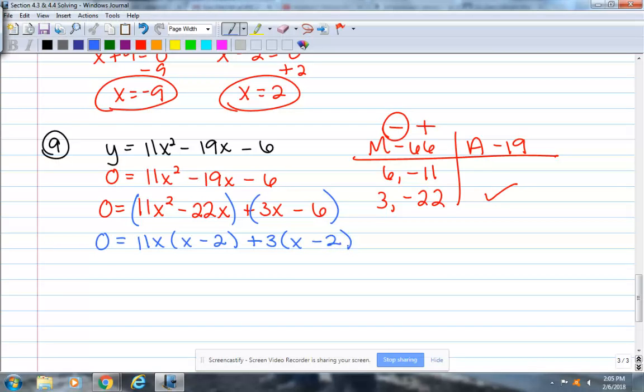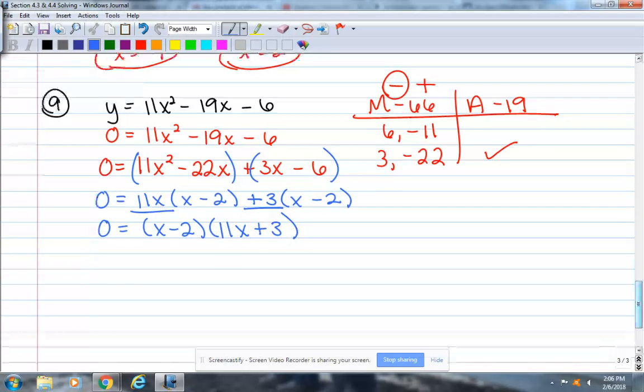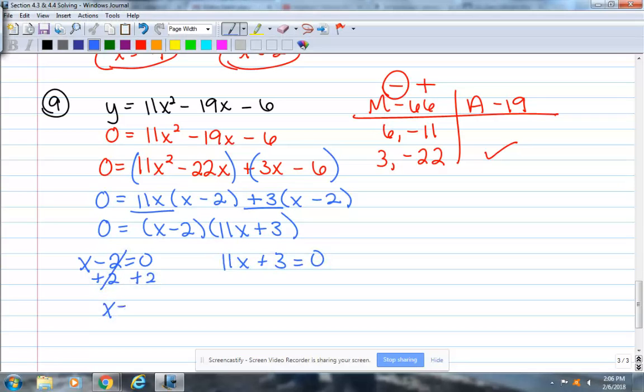And we have the same thing in both parentheses. I copy down my x minus 2's because they're repeated, and then I take what's not in parentheses. And then I set them both equal to 0. X minus 2 equals 0. 11x plus 3 equals 0. Going to add 2 on both sides. X equals 2. Subtract 3. 11x equals negative 3. Divide by 11.